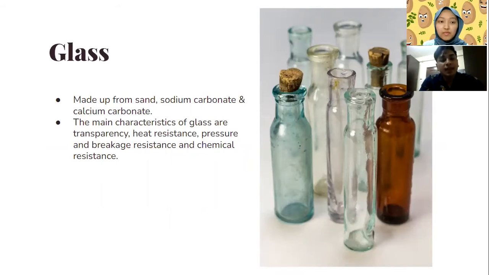So the first one is glass. I think that we are all familiar with this. Glass is actually made up from sand, sodium carbonate, and calcium carbonate. The main characteristics of glass are transparency, heat resistance, pressure and breakage resistance, and chemical resistance. So basically, we all know that glass is a very important material in the world, for example in the lab we put all the chemicals in the glass.